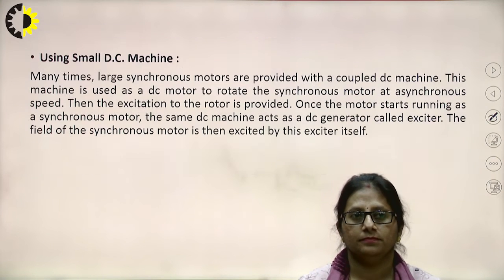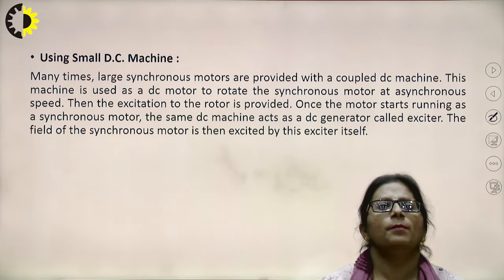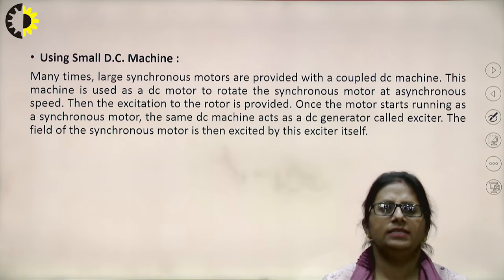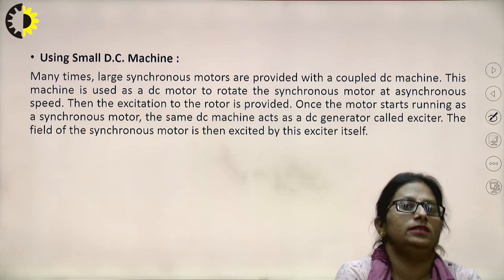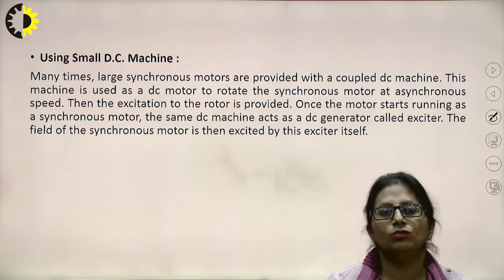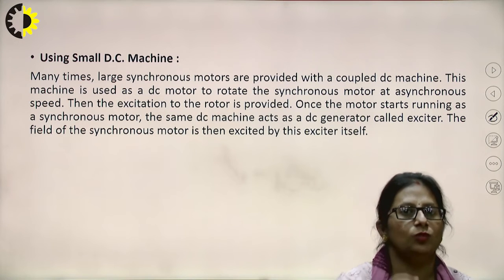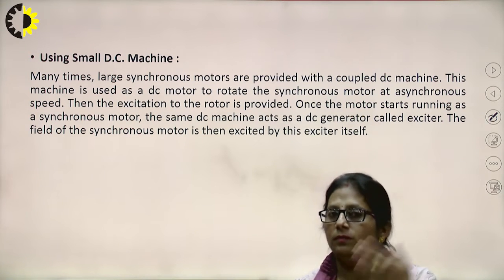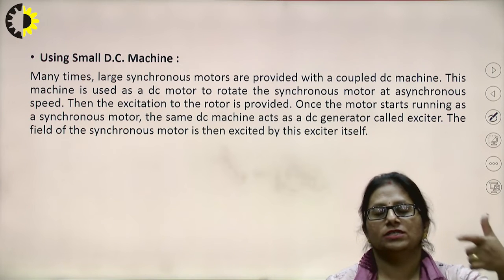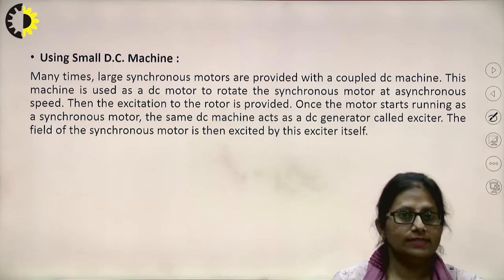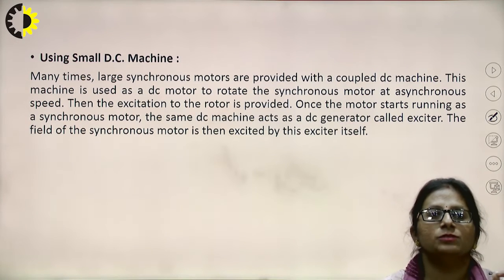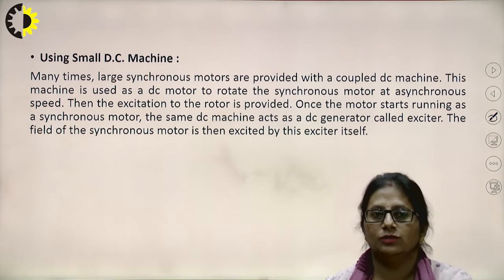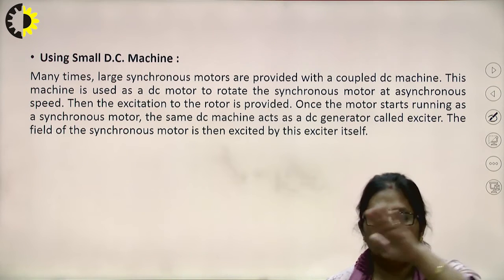Another method is by using DC machines, right? There is an advantage with the DC machine. What is that? Many times these large synchronous motors are provided with a coupled DC machine. This DC machine is used as a DC motor to rotate the synchronous motor at a sub-synchronous speed, slightly lesser than the synchronous speed of the rotating magnetic field. Now, when the excitation is given to the rotor, once the poles are created, magnetic locking happens and the motor will start to rotate at synchronous speed. The same procedure we have seen with the pony motors.